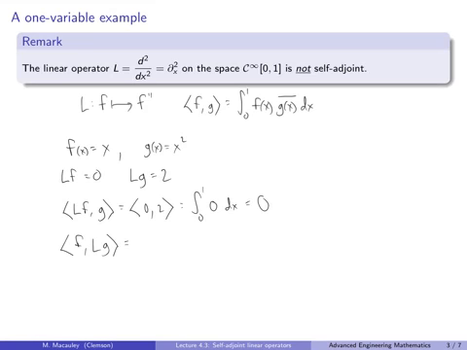Well, what is f dot Lg? f is x, Lg is 2, so this is the integral from 0 to 1 of x times 2, so 2x dx, and that is certainly not equal to 0. So these things are not equal, so therefore this linear operator is not self-adjoint.